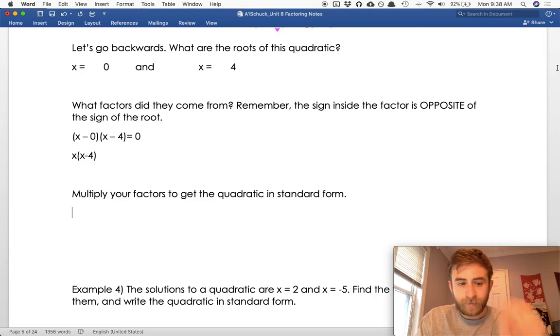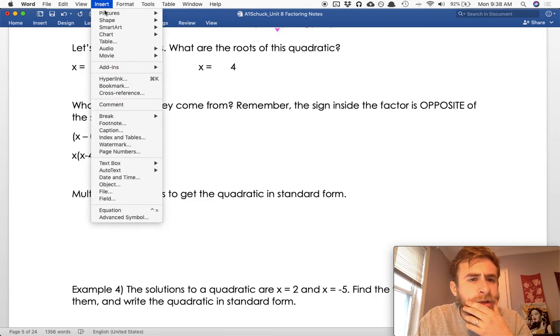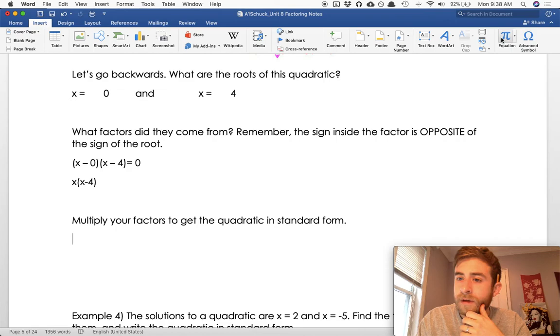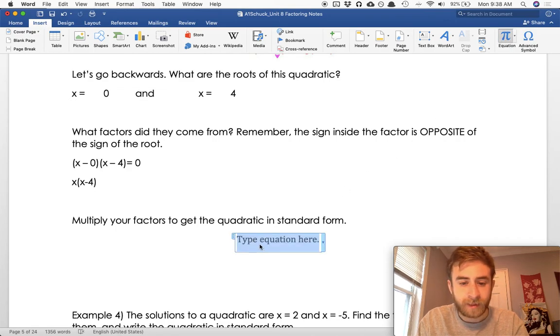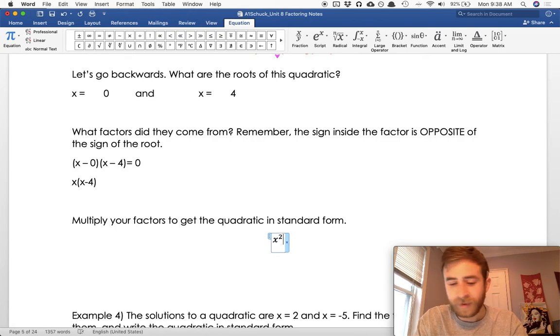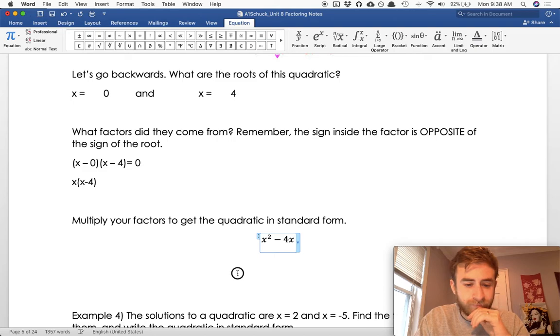So I'm going to write it out. Let's do an insert equation. What am I doing? No, over here. Insert an equation, and then I can type x squared, there you go, minus 4x.